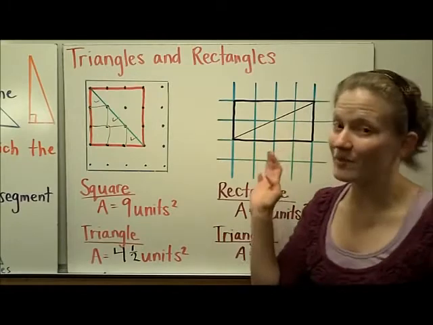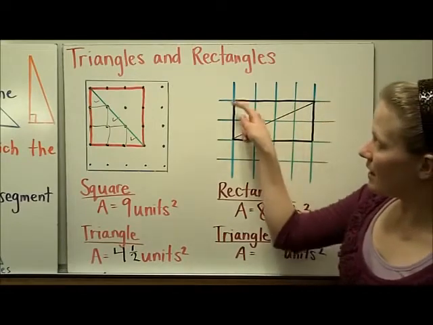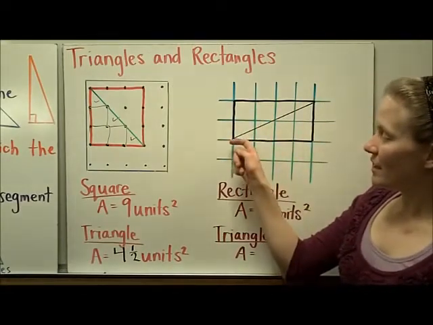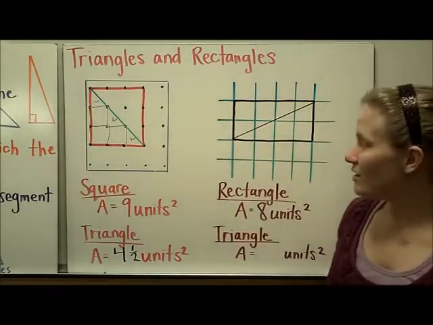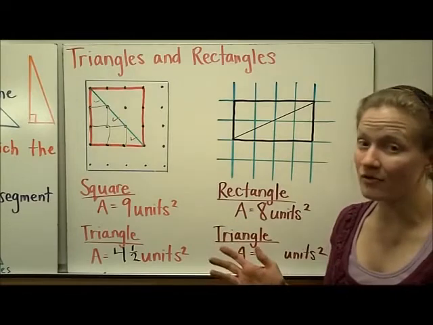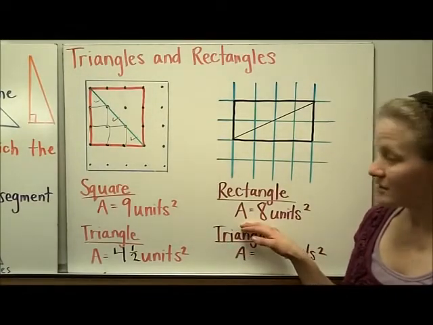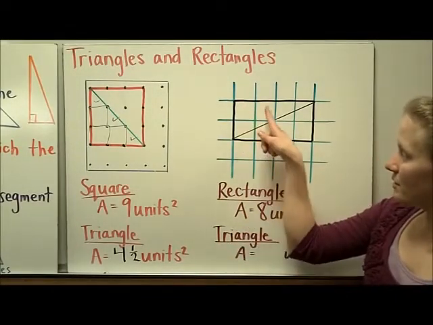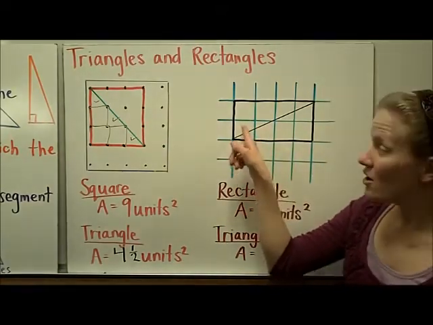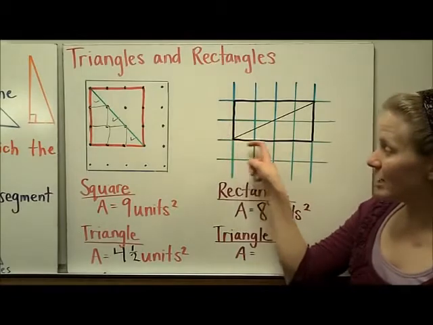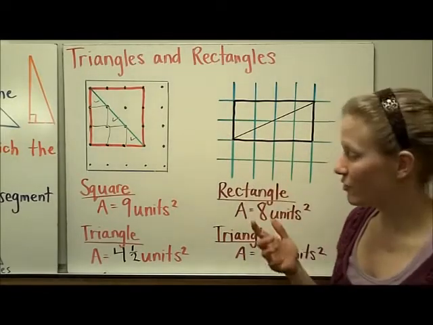Here's an example on graph paper. We've drawn a rectangle with a length of 4 and a width of 2, and we can know by counting or by using our formula that the area of this rectangle is 8. Let's find it. 1, 2, 3, 4, 5, 6, 7, 8 square units, or we could have done 2 times 4 to get 8 using our formula.